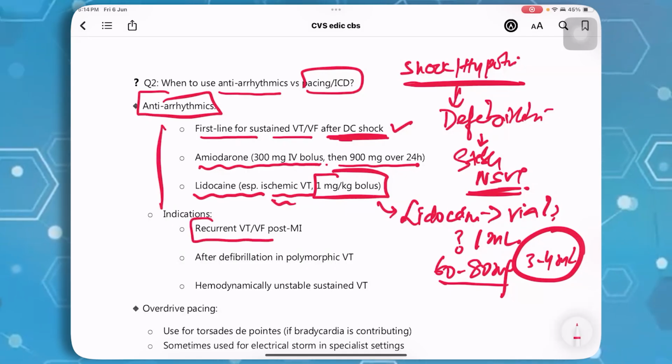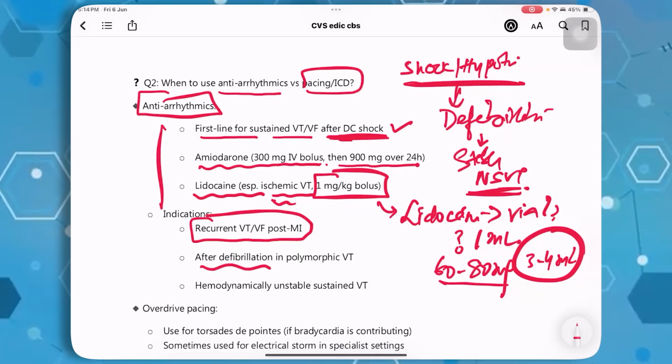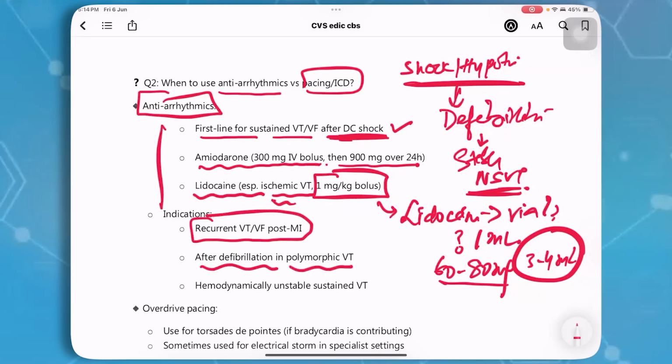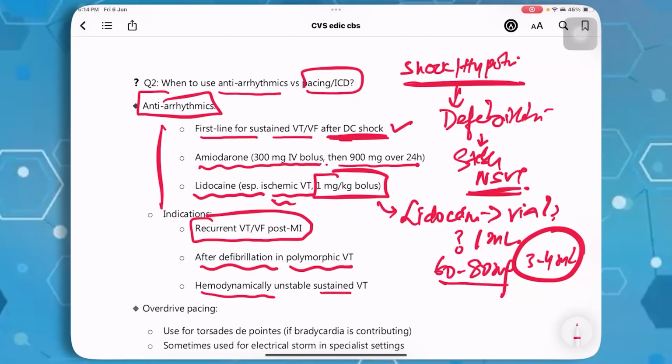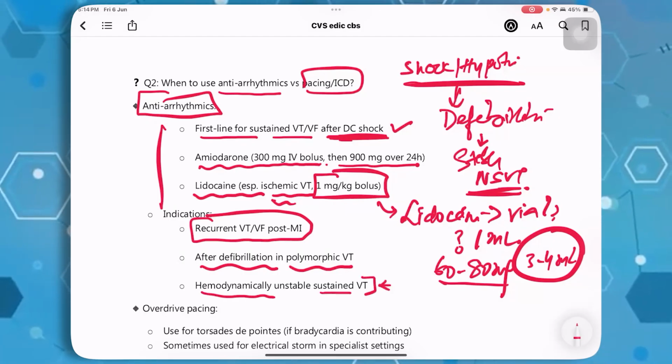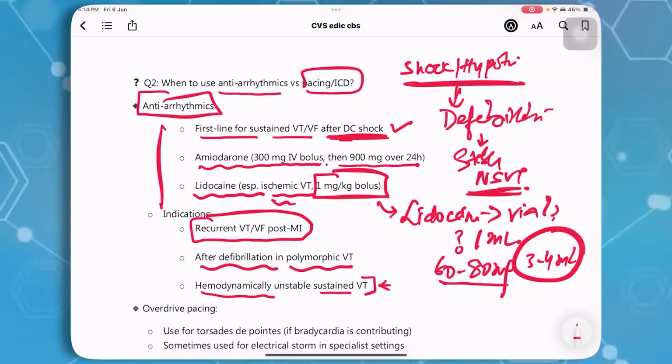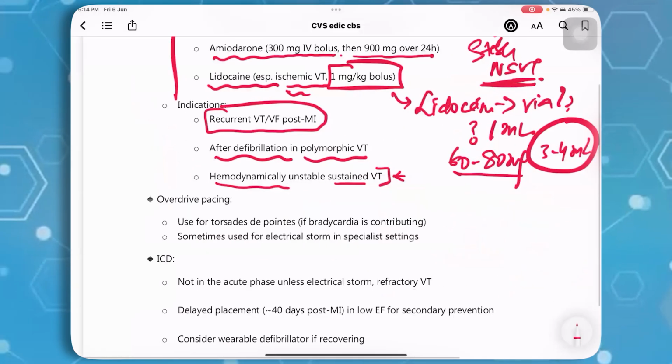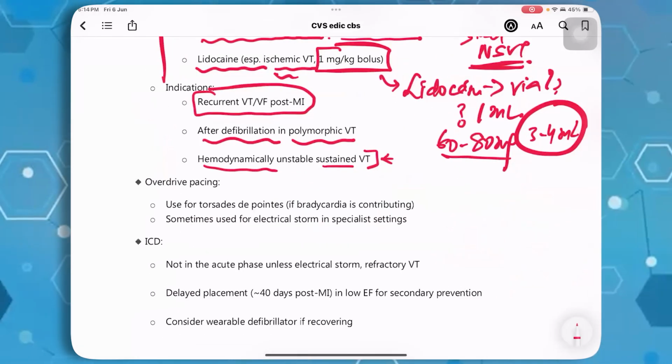So what are the indications? Again, recurrent VT/VF post-MI, after defibrillation in polymorphic ventricular tachycardia, hemodynamically unstable sustained VT where you have defibrillated the patient again and again, and you need to do something more, then you can give antiarrhythmics.